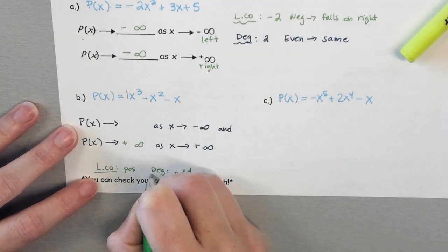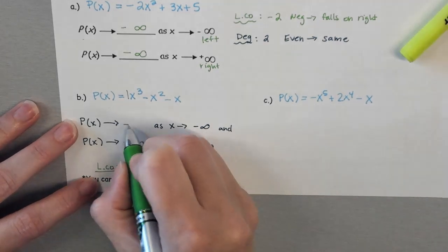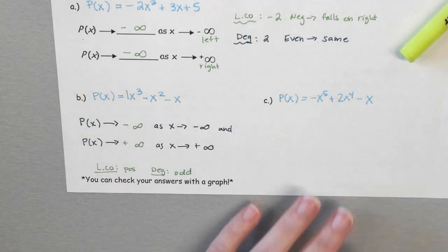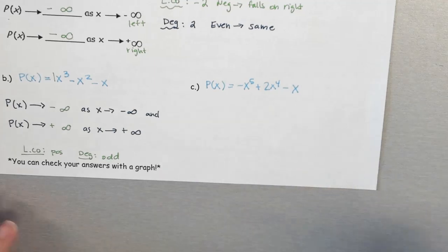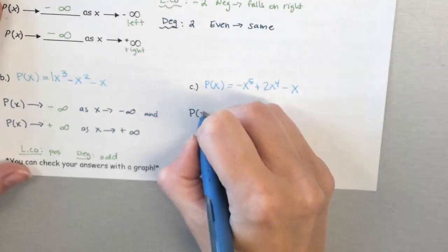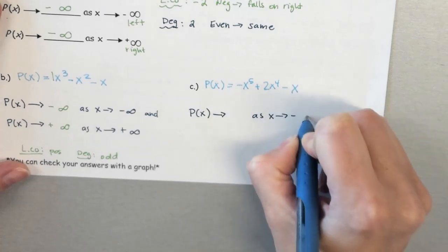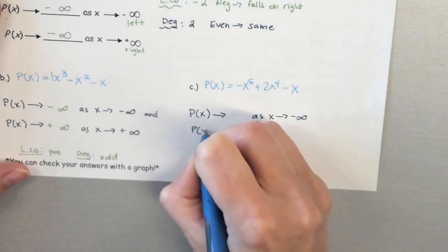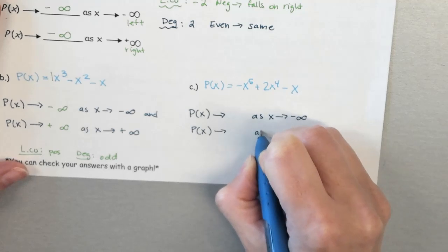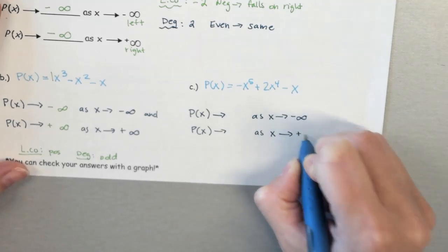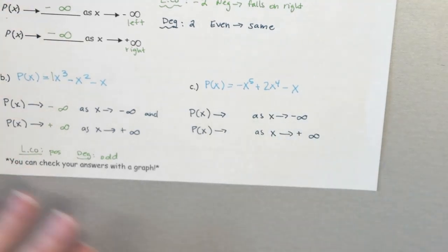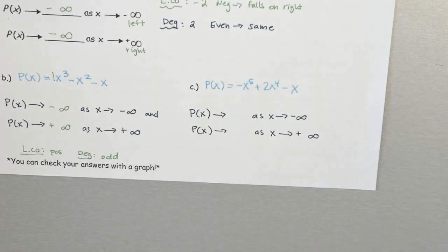So if it's odd, we know it's going in opposite directions. So this should be negative infinity. Okay, so you're always starting off with your polynomial. And you're always going to have both sides for x because you have to tell me what's happening on each side of the graph. Each graph has a left side and a right side.